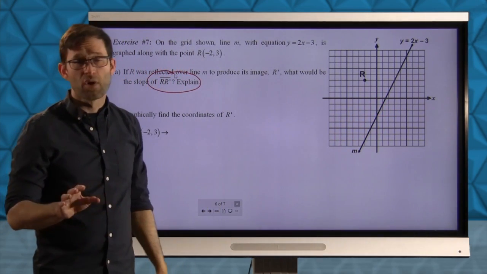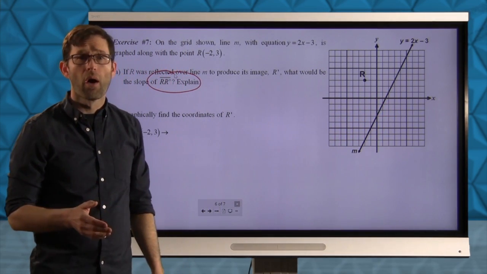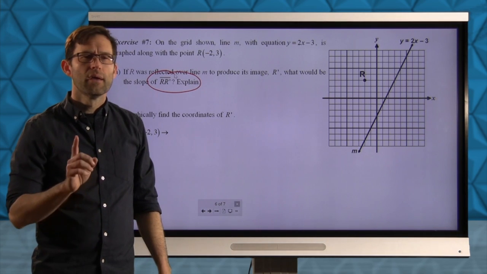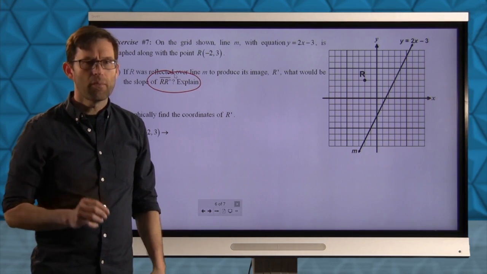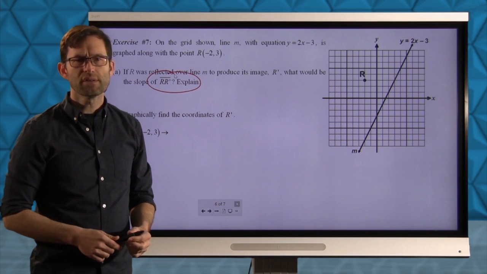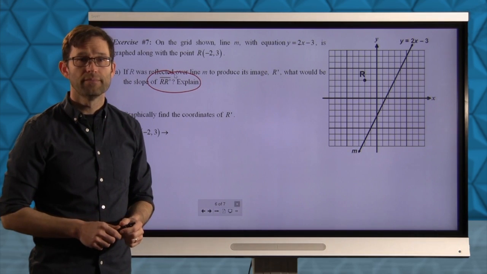Now you might think this is awfully unfair because you don't know where R prime lands, but strangely enough, you can tell me what the slope of it's going to be. So pause the video now and think about this a bit.